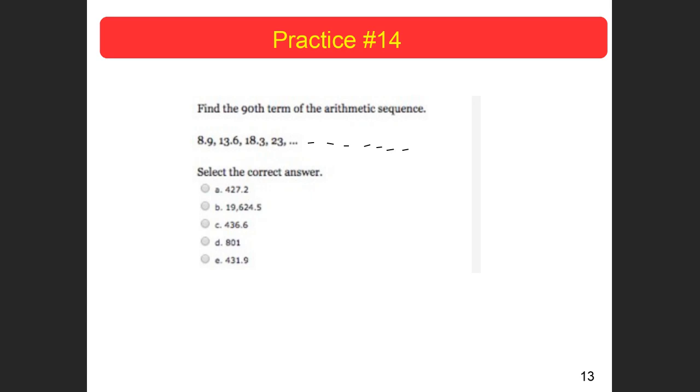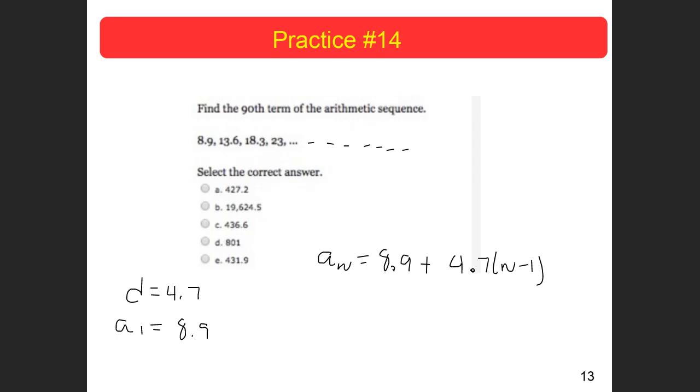So 13.6 minus 8.9. It's going to give me my d value, which is 4.7. So my d value is 4.7. My a1, my first term, is 8.9. So my formula, a sub n is equal to 8.9 plus 4.7(n minus 1).